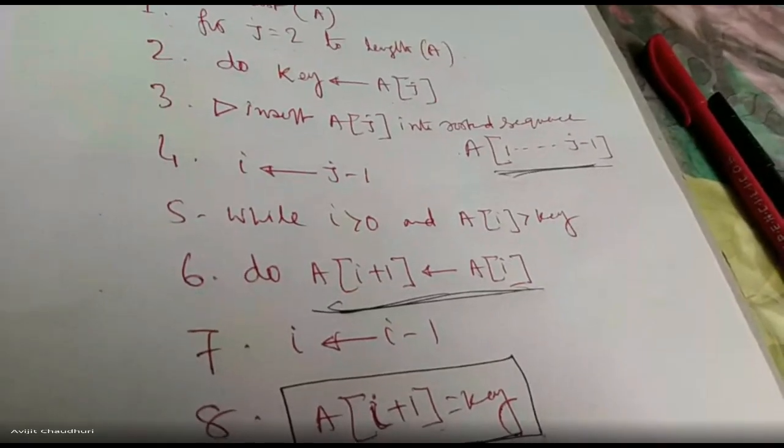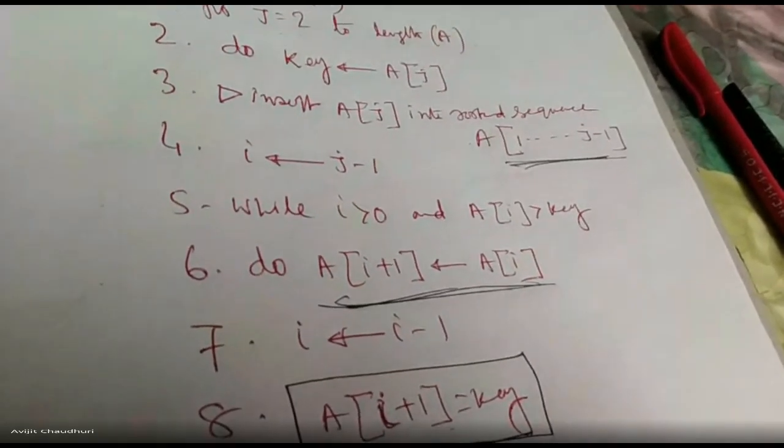So the third step, insert A of j into sorted sequence. Just make this thing understood.